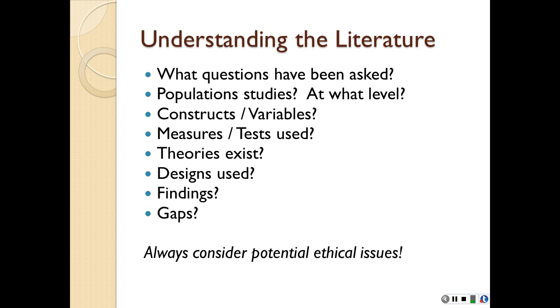You want to look at what constructs and variables people have used. So constructs refers to the actual concept or underlying latent trait that you're interested in. The variable is actually the data that you collected. You want to know what measures and tests did people use to examine your outcomes or your exposure variables? How did they determine who was sick? How did they determine who had a particular outcome?